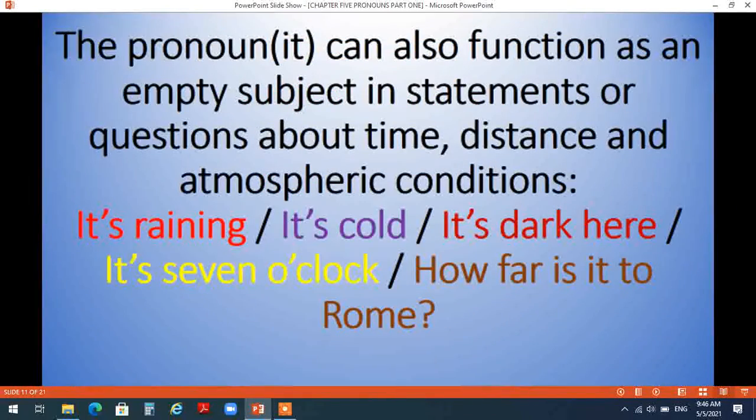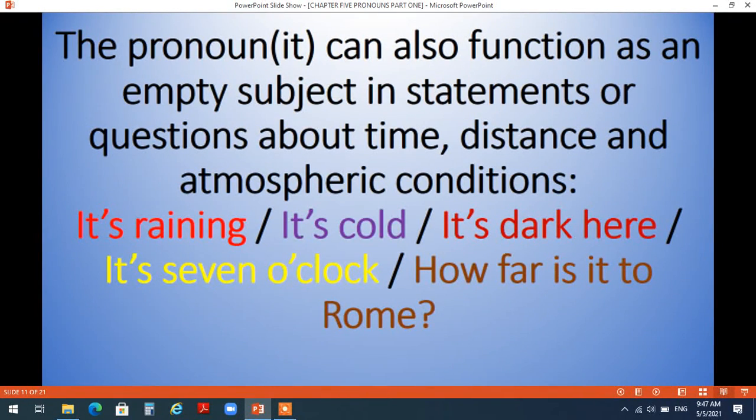Now, regarding the pronoun it, there is also some other important information. The pronoun it can sometimes function as an empty subject. This is done when you have statements or questions about time, distance, or atmospheric conditions. إذن الضمير it يمكن أن يؤدي وظيفة تسميها empty it subject. معناها في هذه الحالة ضمير it لم يستخدم للإشارة أو للتعويض عن اسم معين ذكر سابقا في الجملة، بل يستخدم في هذه الحالة للعبارات التي يكون فيها سؤال مثلا عن الوقت، عن المسافة، أو عن حالة الطقس. For example, when you say it's raining, here it is called empty it subject باعتبار أنه it لا تستخدم للإشارة إلى شيء ذكر سابقا في الجملة، بل للحديث أو للإشارة عن حالة الطقس مثلا.